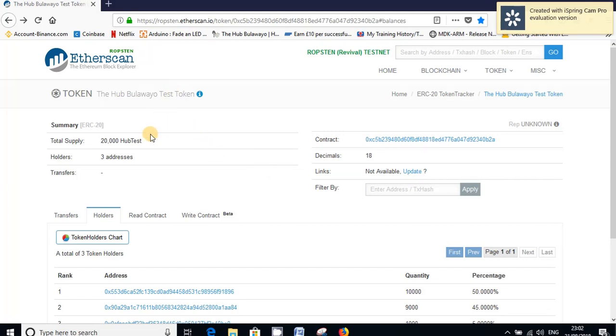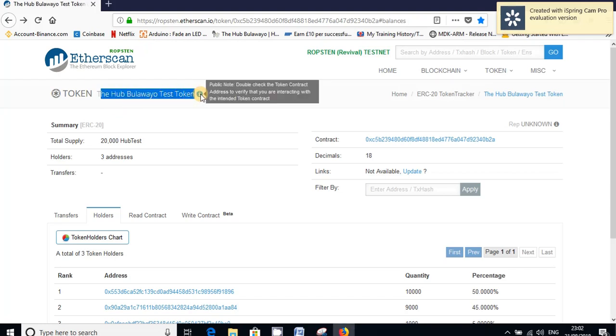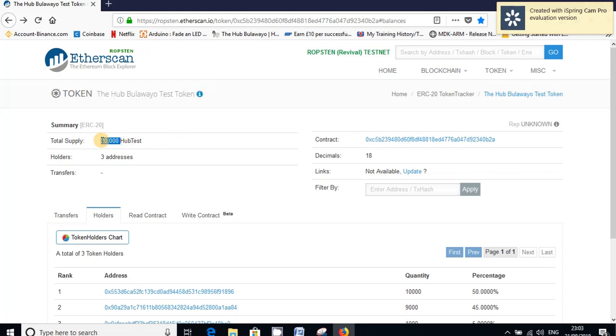So this is the contract which is deployed to run the Hub test token, as you can see above there. Etherscan has picked up that there is a token being used for this smart contract, and it's called the Hub Overlay Test Token. So far, the admins have agreed to deploy 20,000. This is not conclusive. We can change it to whatever we want. If we want to deploy a million tokens, and if we want one token to be equivalent to $1, that is totally fine.